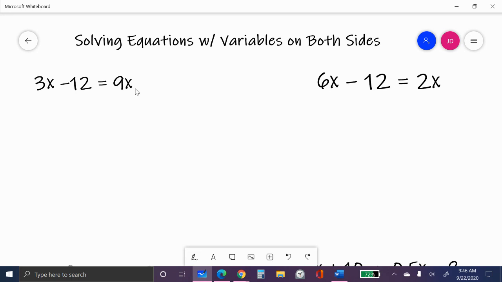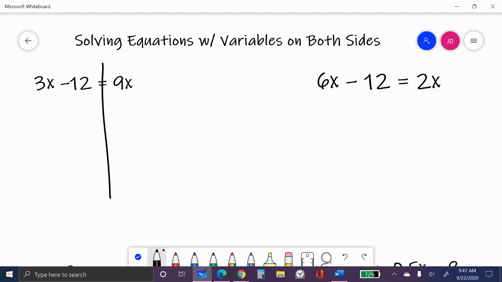So the goal is to do the inverse operations to get the variables onto one side, then it'll become a one or two step equation once you do that. That's why I stress the importance of drawing the line down the equal sign, because that line tells us I can't combine 3x and 9x. I actually have to do the inverse operation to these in order to isolate the variable.